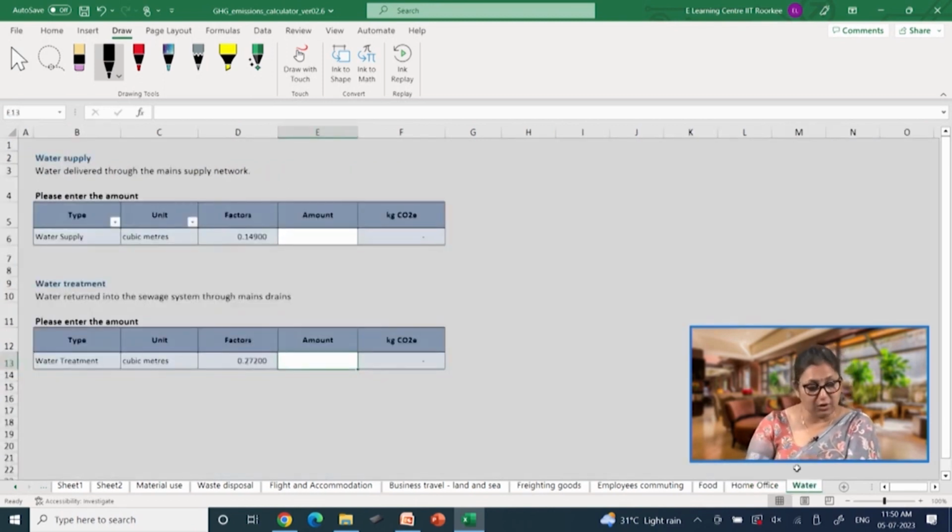And then we also have water. The water that is delivered through the main supply network is going to be calculated, and for the supply and distribution also the emissions will be accrued. As I say again, this is not comprehensive, a lot of process emissions have not been included in this one, but this is a very generic, cross-sector tool which can be used by any corporate. Barring the industrial processes, it covers most of the heads that will result in GHG emissions.